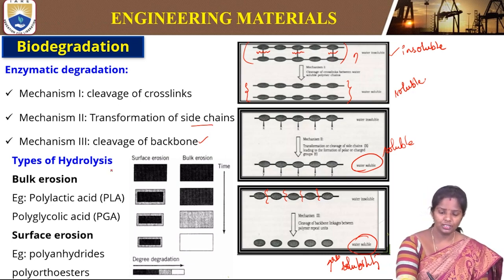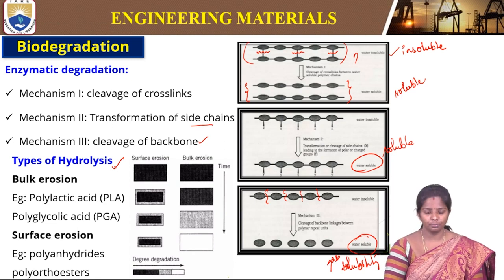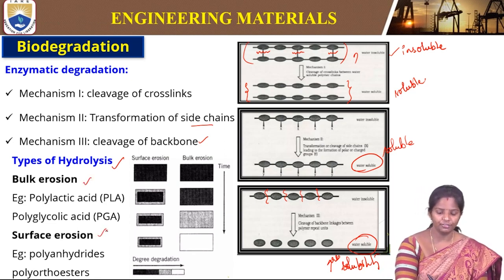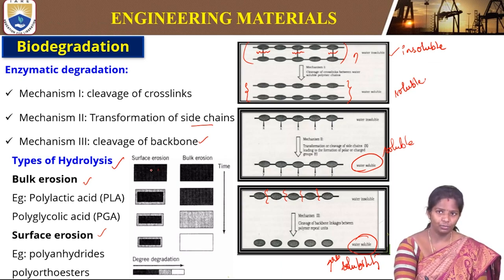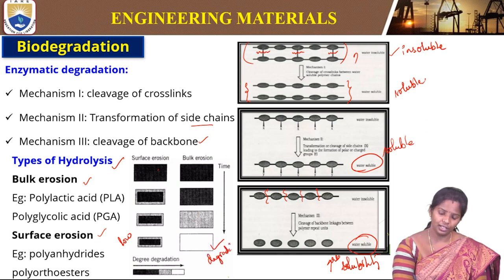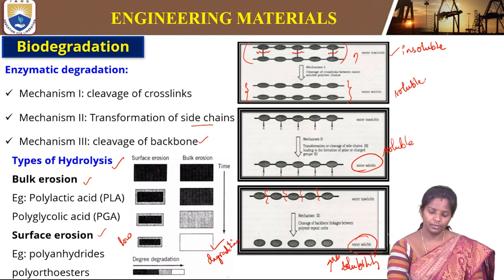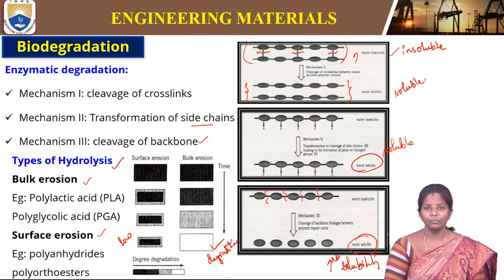Then the other type is hydrolysis. In hydrolysis there is bulk erosion and surface erosion. In surface erosion, if this is the complete polymer, there is erosion only at the surface, so low degradation occurs. In bulk erosion, with increasing time, there is erosion in the bulk of the polymer and it ultimately gets degraded. High degradation takes place. In bulk degradation, most of the polymer gets degraded.